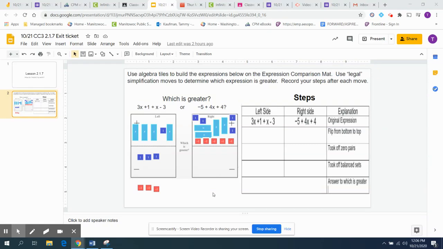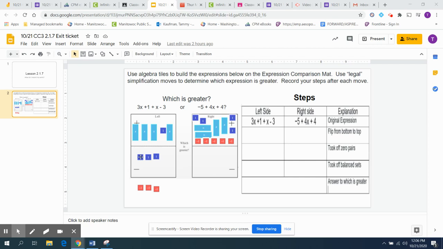Okay, so today we're practicing recording our work. I have both sides of the tile mats built and I have the original expressions written up top. The first step that was done was to flip from the bottom to the top. The only side that has tiles on the bottom is the left side.